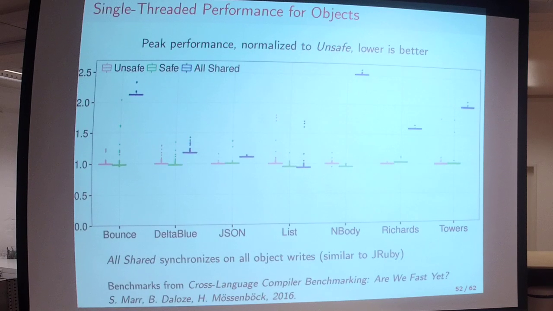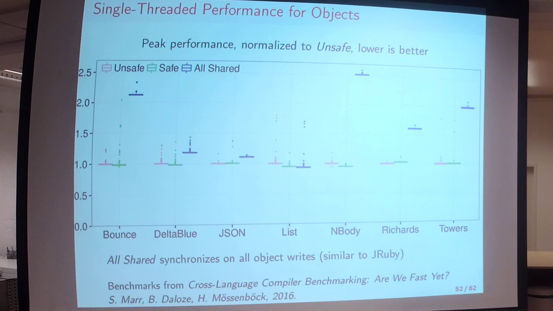And with this approach, you get pretty good results. This is a single-threaded benchmark, and it is a benchmark that basically uses objects. We see that unsafe is TruffleRuby initially, and safe is TruffleRuby with thread-safe objects, with this local and shared distinction. And there is basically no difference, right? Red and green are the same everywhere.